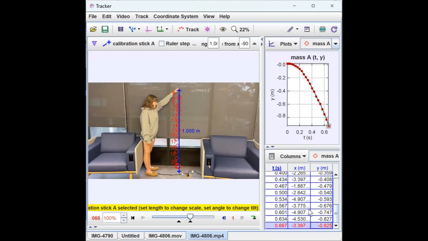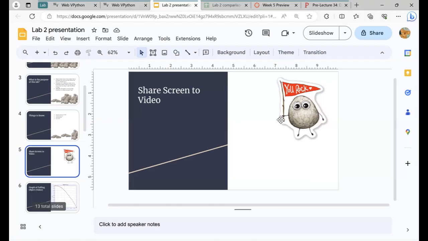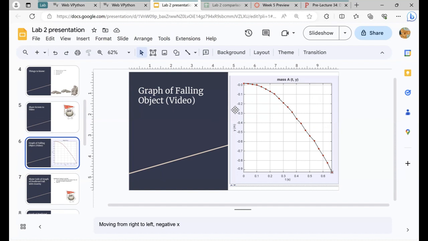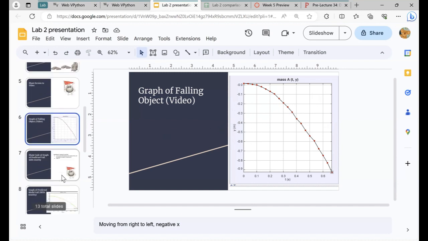Awesome. So as we can see, my last point is negative 0.925. And this shows y is negative because I dropped it. There's no x graph because it's not moving left to right. Velocity is also negative because it's being dropped.